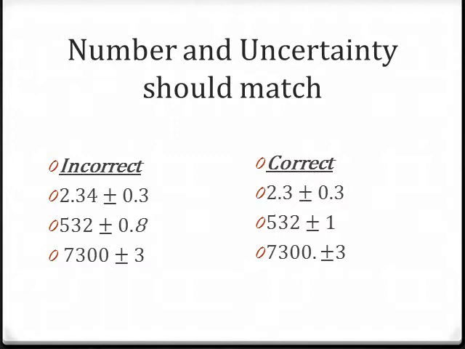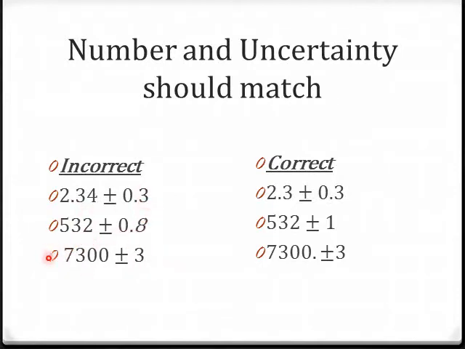The first rule you should know is that the precision or decimal place of any number you write in a lab should also match the precision or the decimal place of its corresponding uncertainty. For example, here are some examples listed incorrectly. This number is listed to the hundredths place, while the uncertainty is only at the tenths place. That's inappropriate. Same with this. This is at the ones, where this is at the tenths.